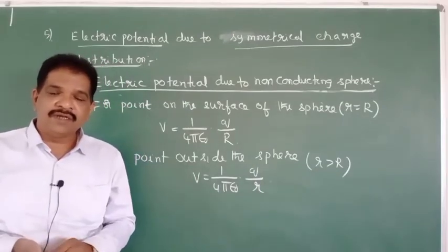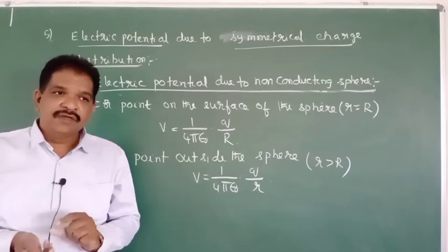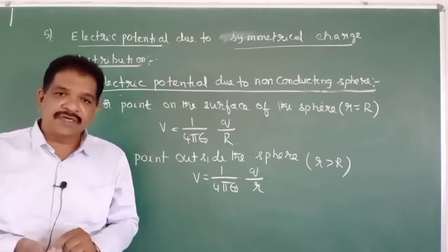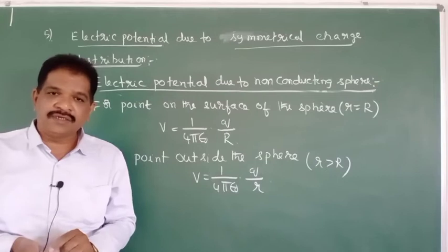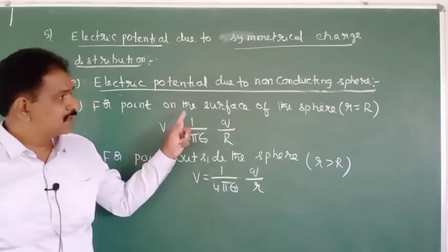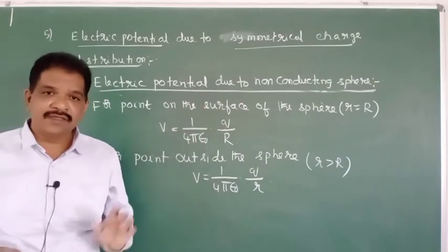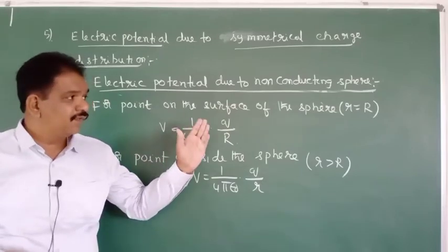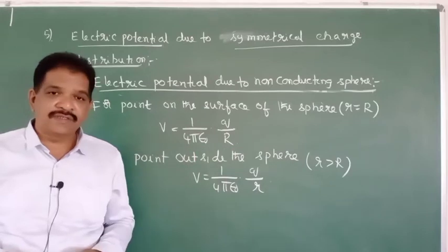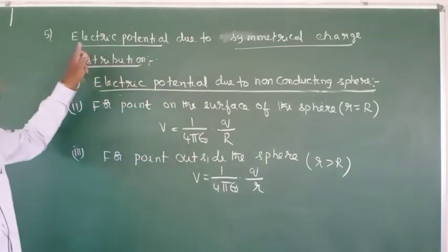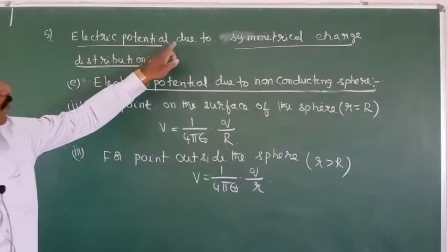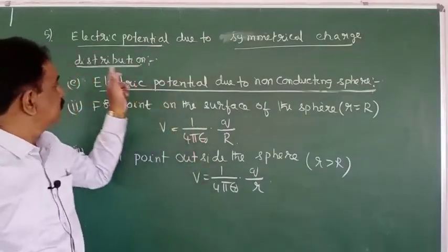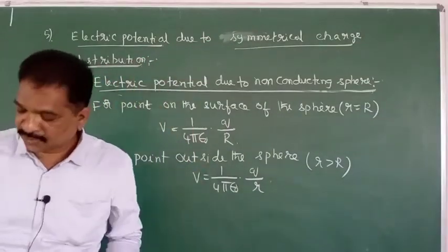So totally 5 different shaped bodies we discussed. First one is the infinite long wire. Next, thin plane sheet conducting, thin plane sheet non-conducting. Next, sphere conducting, sphere non-conducting. What are the formulae for the electric potential we discussed? That is about this topic, electric potential due to symmetrical charge distribution.